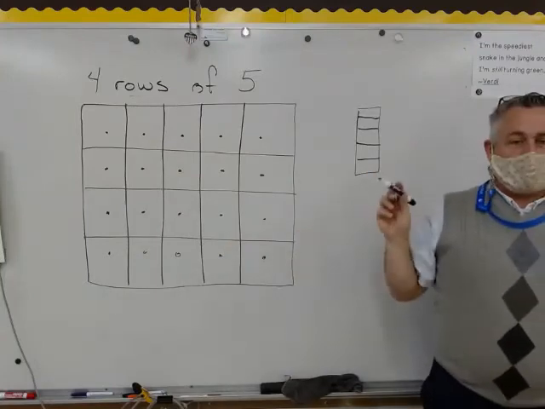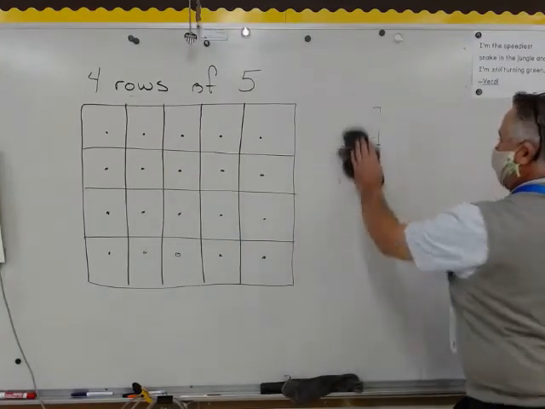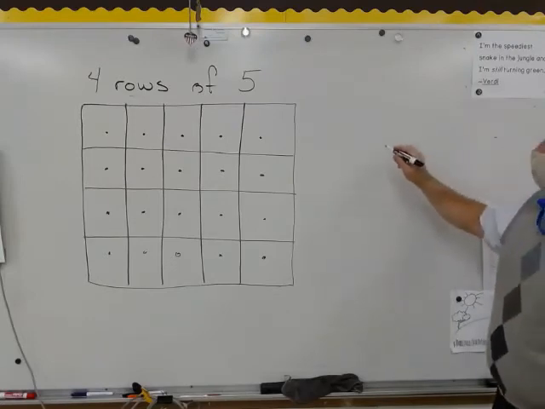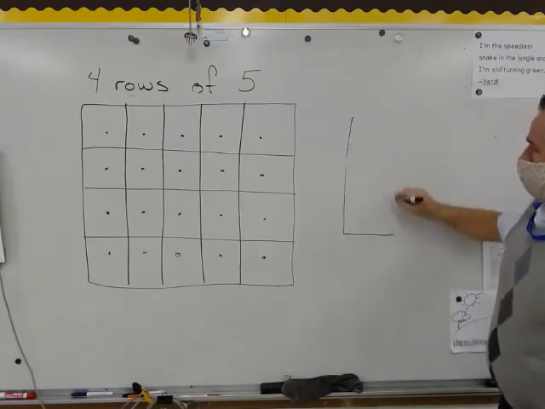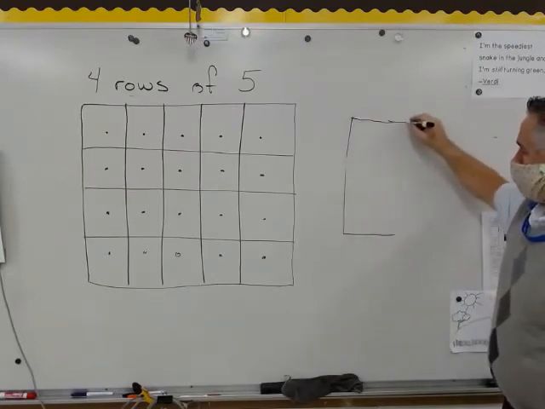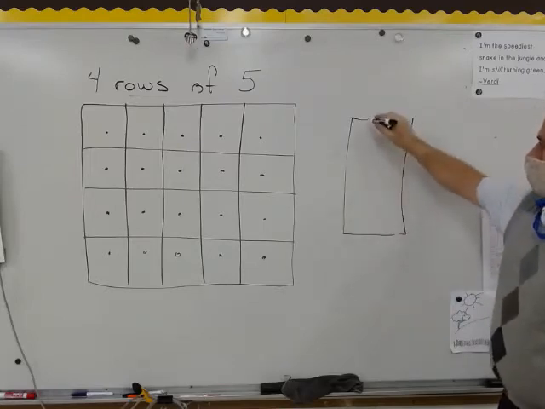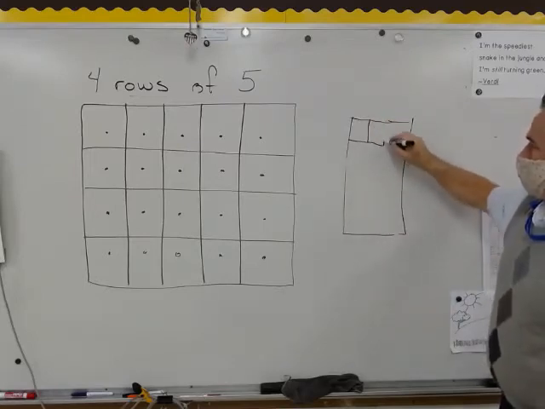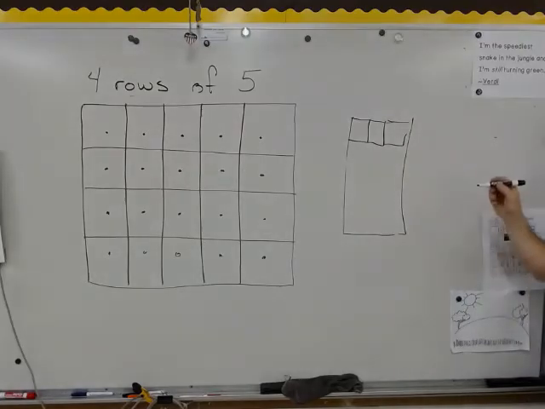Okay? Here's the biggest thing you want to avoid doing. 4 rows of 5. And then kind of going, don't try to make squares inside the square. Try to make lines and lines.